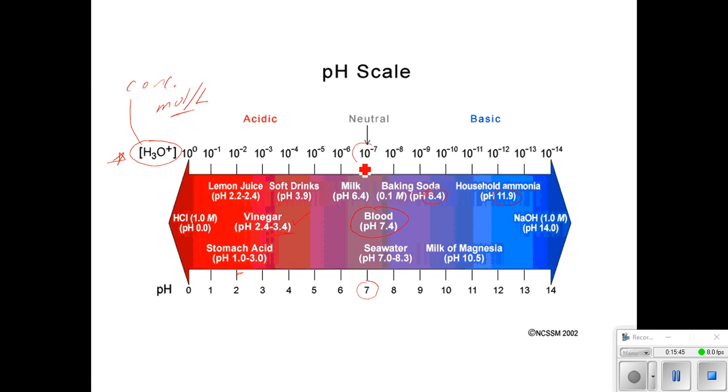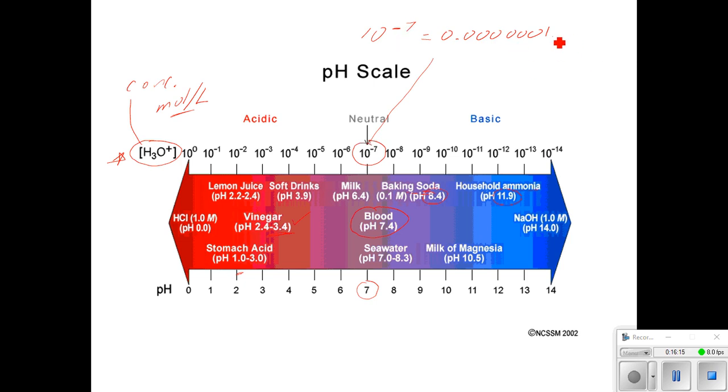So let's start with our neutral solution. 10 to the negative 7, what does that really mean? Whenever you have an exponent and it's negative, that's a small number. It's a very small number. If it's negative, the bigger this number is, the smaller the number is going to be. So this number here is actually equal to 0.0000001.